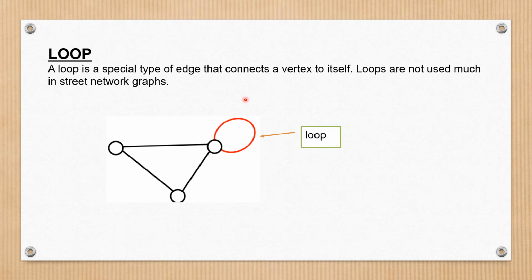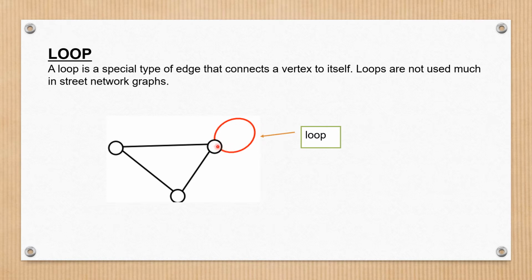So this is a loop. Okay, this one, the right one. So this is a loop. It is a special type of edge that connects a vertex to itself. Loops are not used much in street network graphs.